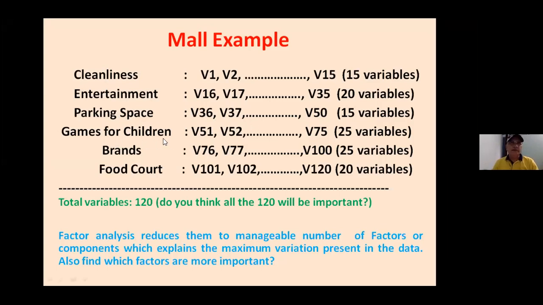Then games for children. Generally, when you go to a big mall, there are games for children also. And 25 variables are related to whether they have cars, whether they have other digital games also, and so on. Then there are different brands. How many brands are available, whether they have Peter England or something like that, Levi's and so on. So they look at 25 different kinds of brands, whether they are available or not. And also they look for whether there is a McDonald's or Donut or maybe Sagar Ratna. So 20 variables are related to the food court.